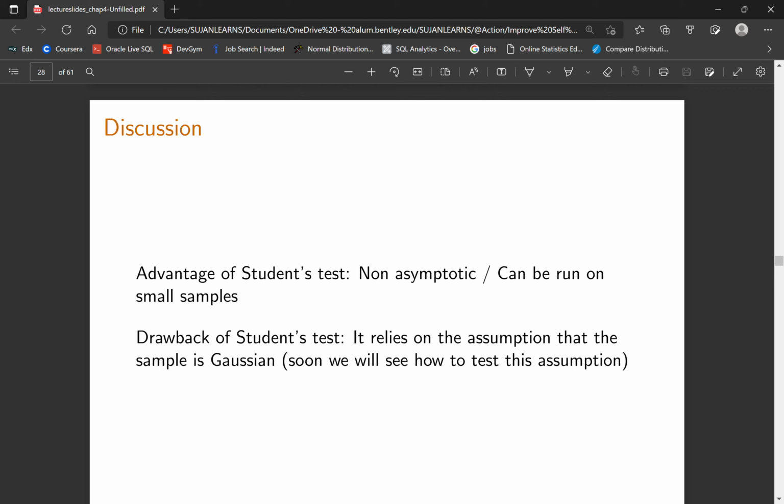In the end, let me quickly summarize what we learned today. We talked about student distribution. What are its advantages and disadvantages? For advantages, student distribution can be used for small tests and large tests. And the drawback is that when we use student distribution for a small sample size, we have to assume the data is Gaussian.